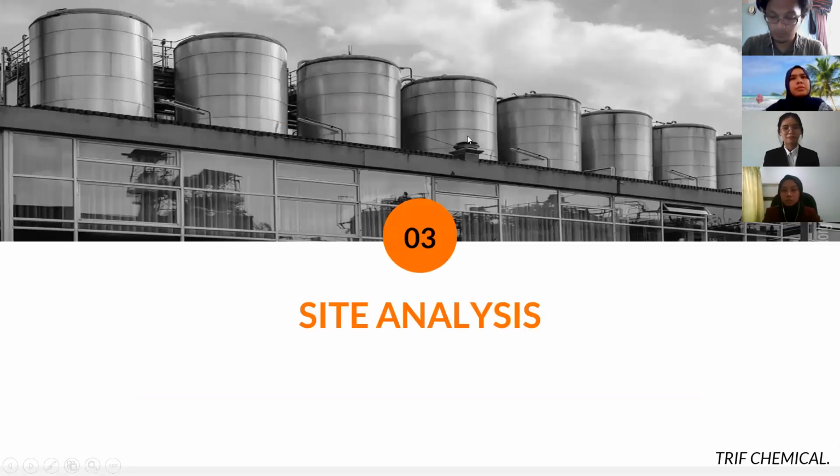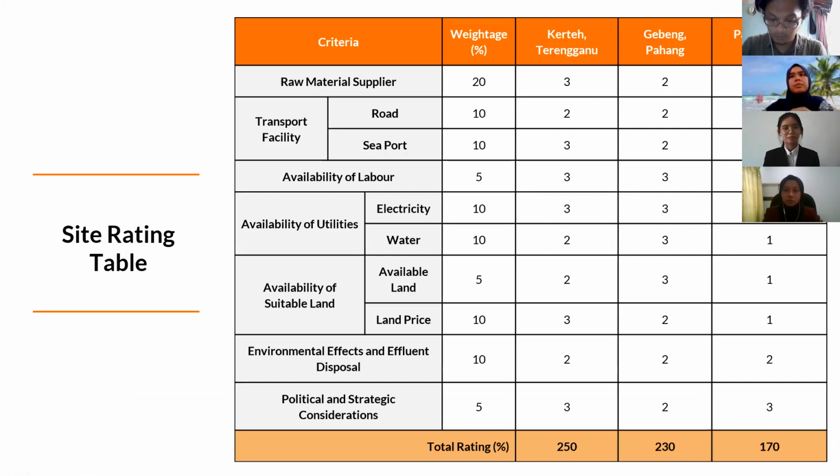Okay, hi, my name is Rifia Uttarinanda. I will continue with site analysis. So for site analysis, we propose our plant location at 3 locations. First, at Kerteh, Terengganu. Second, at Gebeng, Pahang. And last, at Pasir Gudang, Johor.